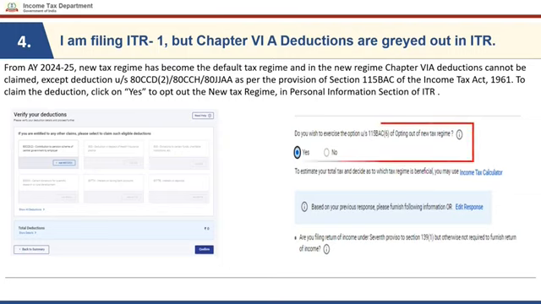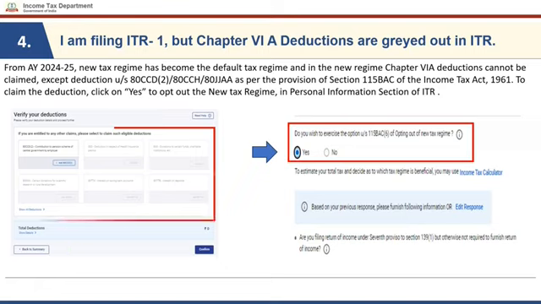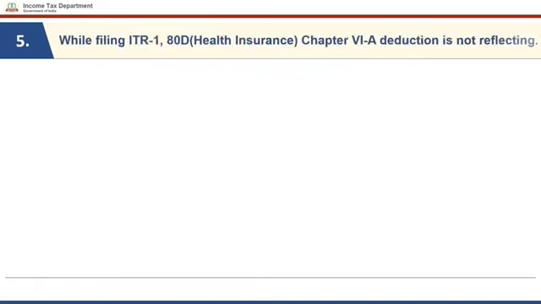In the Personal Information section, you will see a question: do you wish to exercise the option under Section 115BAC(6) of opting out of new tax regime? Once you click on yes against this option, you would be able to see the deductions under Chapter 6A. Similar question is that while filing ITR 1, Section 80D, that is health insurance benefit, cannot be claimed as Chapter 6A deductions are not reflecting.